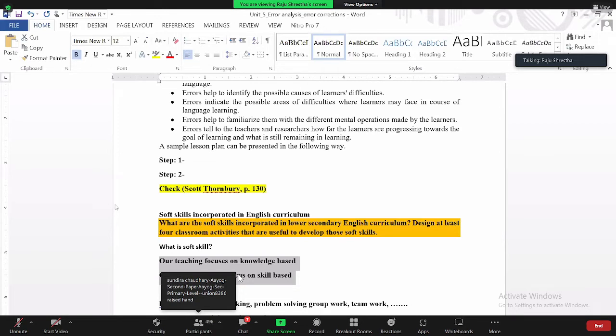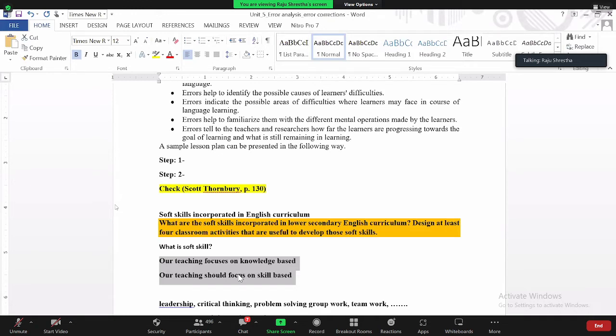Generally we focus on knowledge, but we do not emphasize skill. So this time the skill part and the practical part, and then the technical and vocational part, are highly emphasized. That is why soft skill is very important this time.